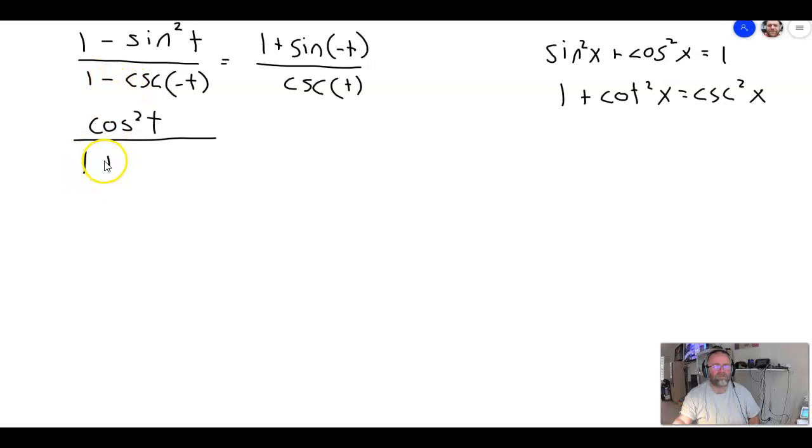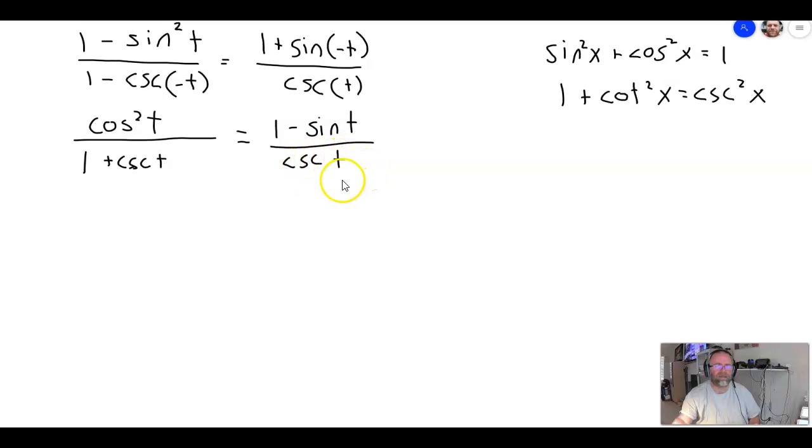So we have 1 plus cosecant of t. And then this is equal to, same thing we're going to do here since it's an odd function, we can go ahead and change this to positive, but we have to multiply the front by a negative. So 1 minus sine of t all over, we could just leave that one the same.